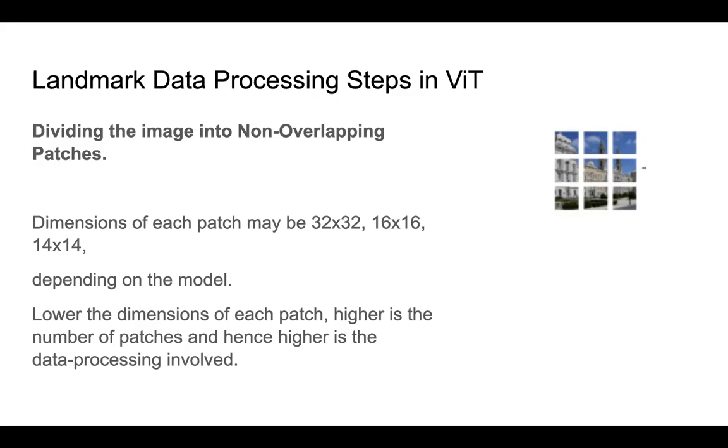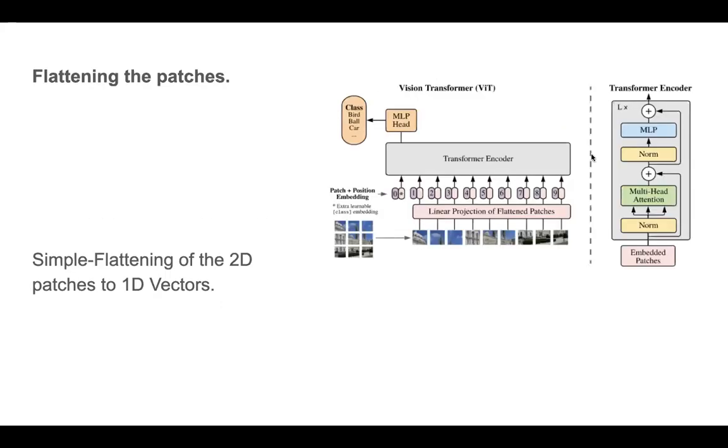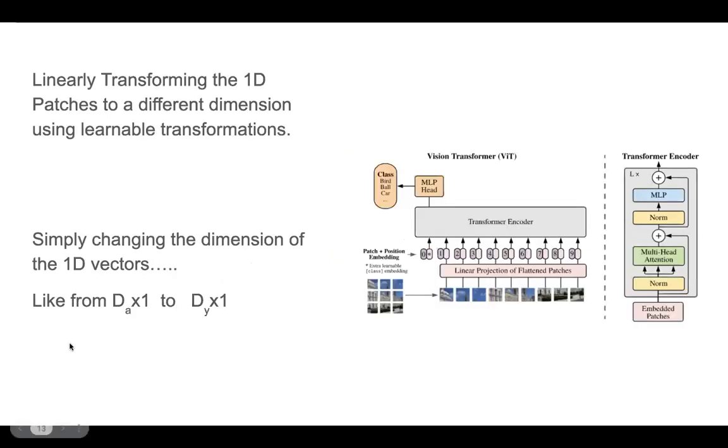So first, the image is broken down into patches, as I already said, non-overlapping patches, mind you. When these images are broken down into patches, they are flattened into 1D vectors. And these 1D vectors are then projected onto some other space in some other dimension. For example, if its dimension was dA cross 1, it is projected to some other space where its dimension is only dy.